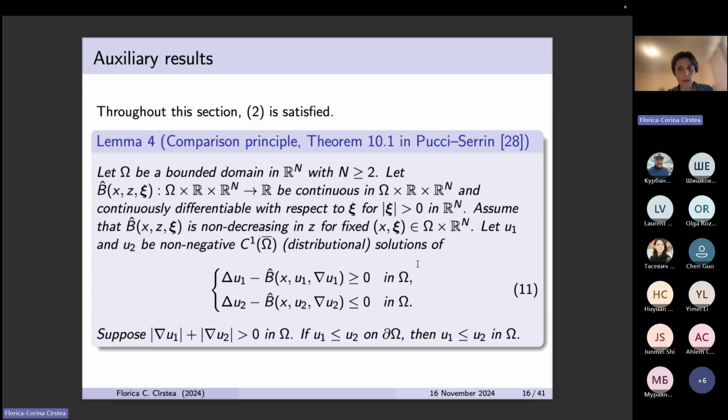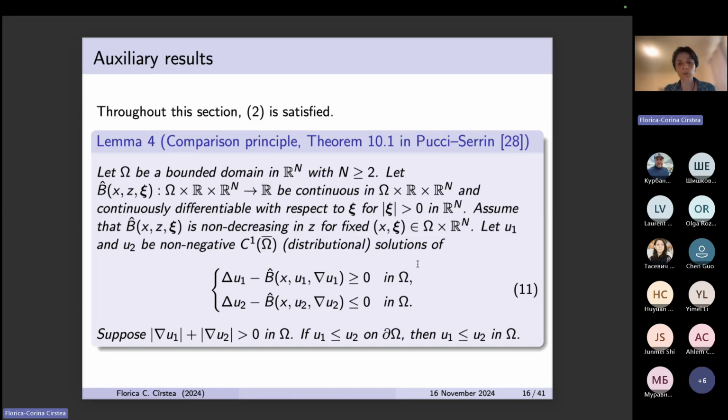Assume that b hat, the nonlinearity, is non-decreasing in z, which is also satisfied for us, for fixed x and xi in omega times R^N. And if u1 is a subsolution and u2 is a supersolution for problem 11, and u1 is dominated by u2 on the boundary, in order to deduce that the inequality extends in omega, you need the assumption that the sum of the gradients of u1 and u2 is strictly positive. This is a restriction that is mentioned in Pucci-Serrin's book. You cannot really remove it. If you remove it, you get counterexamples.